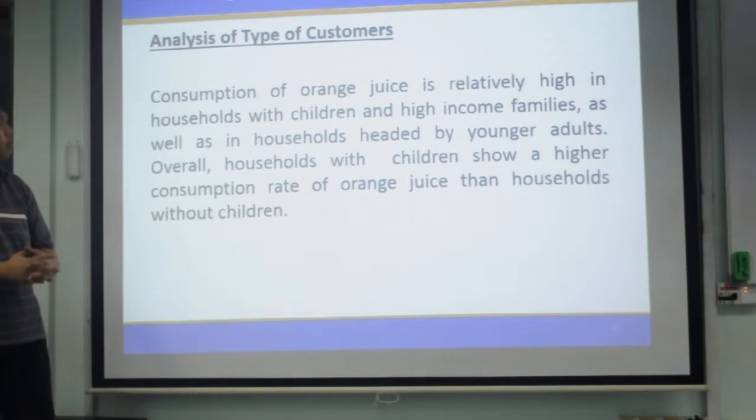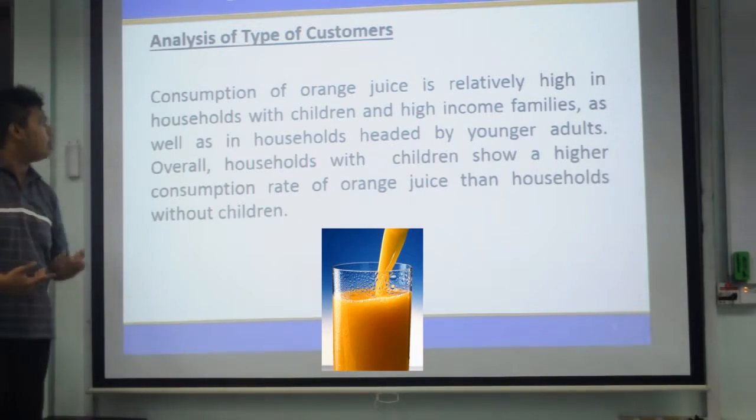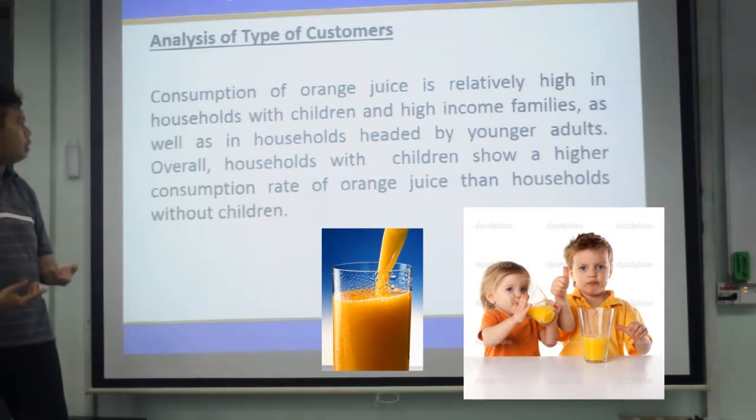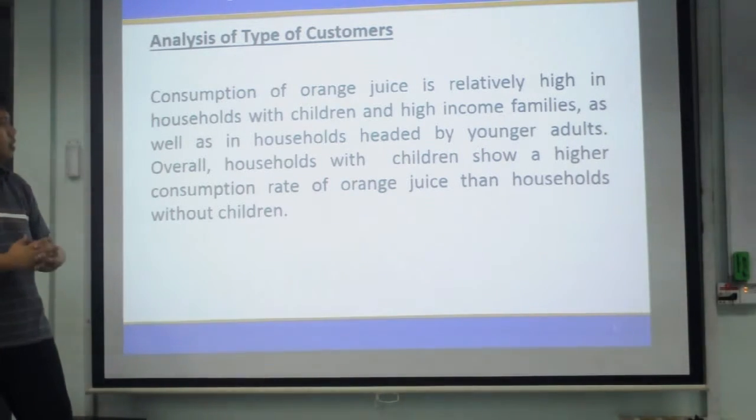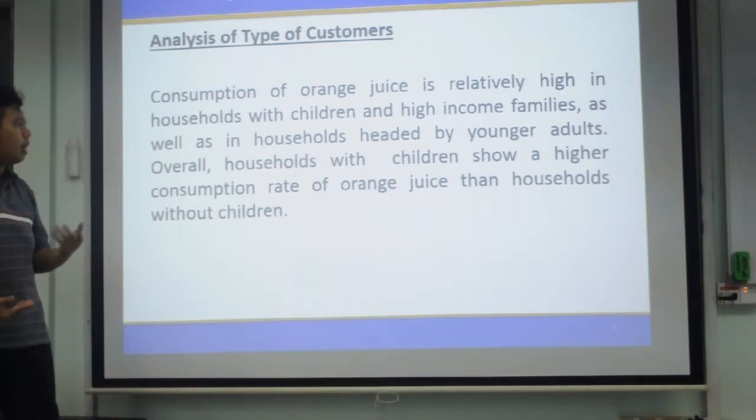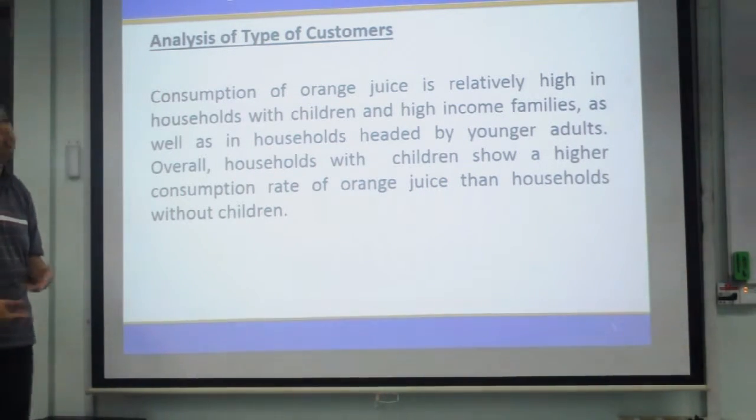The next part is the customer requirement. The first is the analysis of type of customers. Consumption of orange juice is relatively high in households with children and high-income families, as well as in households headed by younger adults. Overall, it can be concluded that households with children show a higher consumption rate of orange juice than households without children.